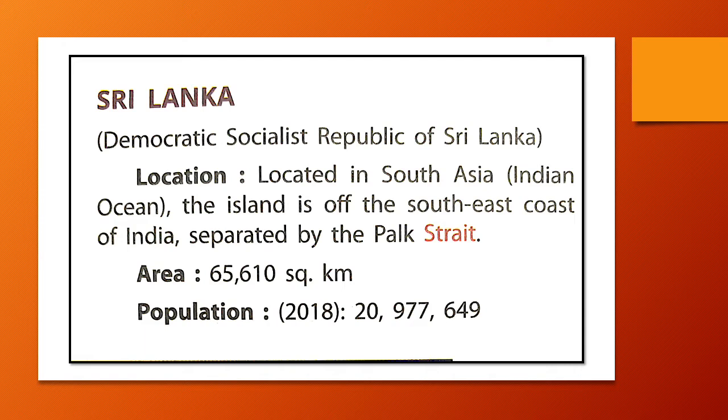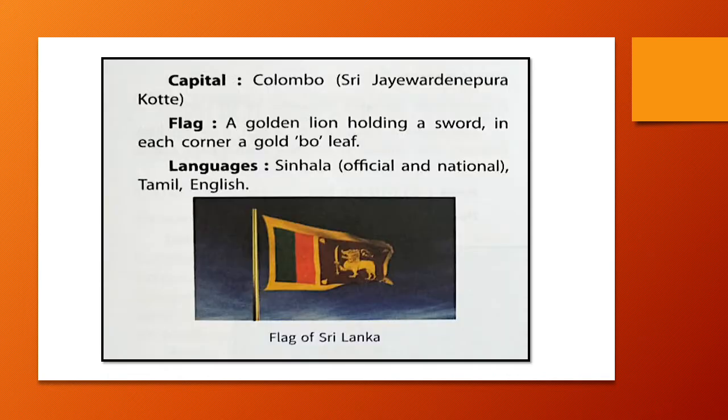Its area is 65,610 square kilometers. The population of Sri Lanka as recorded in 2018 is 20,977,649. So this is a small country again. Here you can see the capital of Sri Lanka is Colombo, which is also called Sri Jayawardhane Pura Kotte.